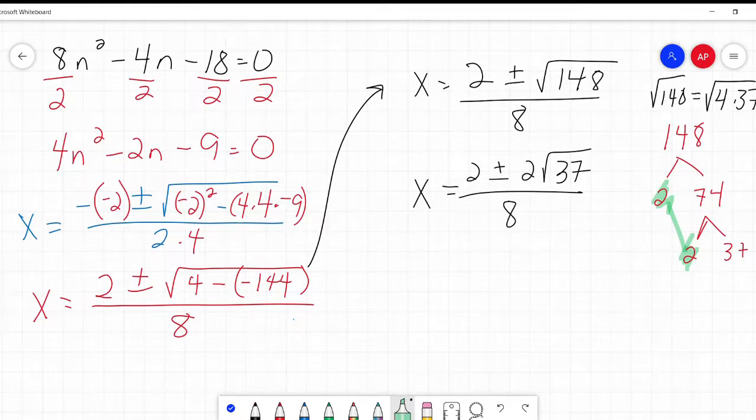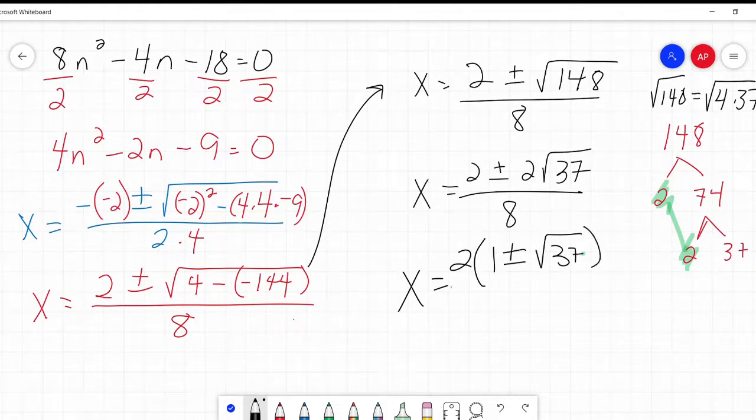Now, once I've gotten this far, I look for common factors in this, this, and this. Hey, those three numbers. Yes, there is. There is a common factor in there. It is 2. I can pull that out. Here's why. Because on top, I could rewrite it as 2 times 1 plus or minus square root of 37. And then there it is on bottom.